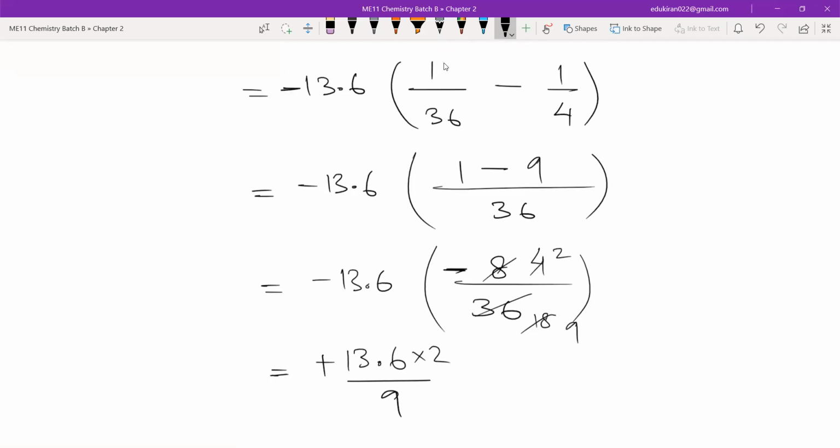Minus 1 minus 9 will be minus 8. So this will become a positive value. Okay. So whatever energy is required, again, as you can see, whenever there's a positive energy, that means we are giving energy, we are increasing the energy of the electron.